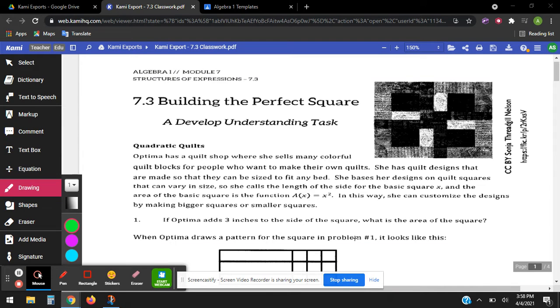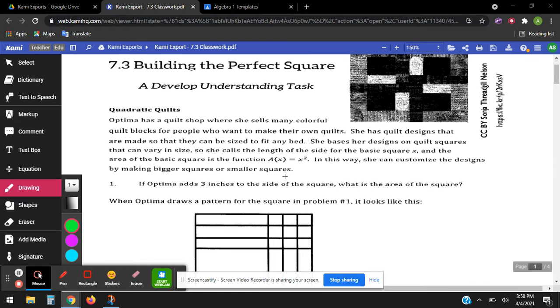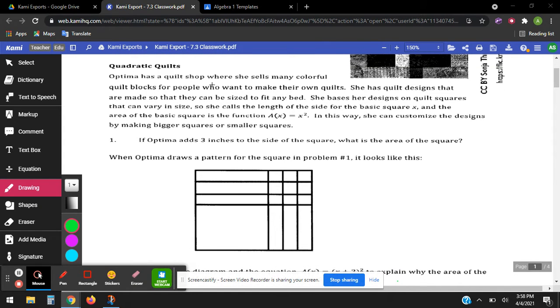Hi, this is Algebra 1, Module 7, Lesson 3, Building the Perfect Square. We have quadratic quilts that we're working with here. Optima has a quilt shop where she sells many colorful quilt blocks for people who want to make their own quilts. She has quilt designs that are made so that they can be sized to fit any bed.